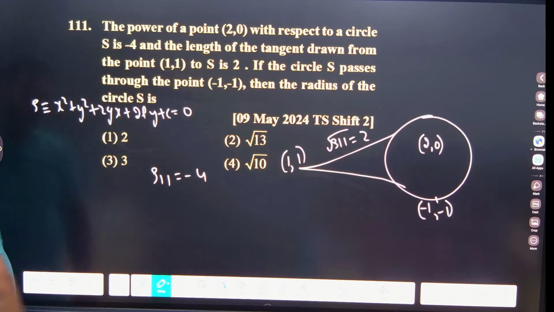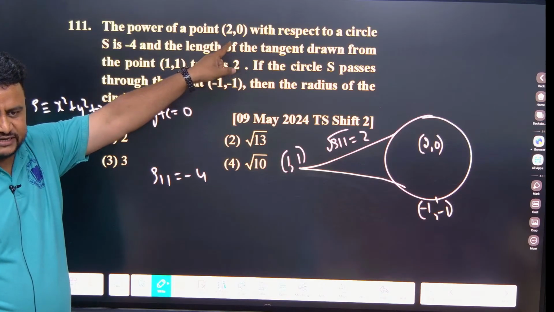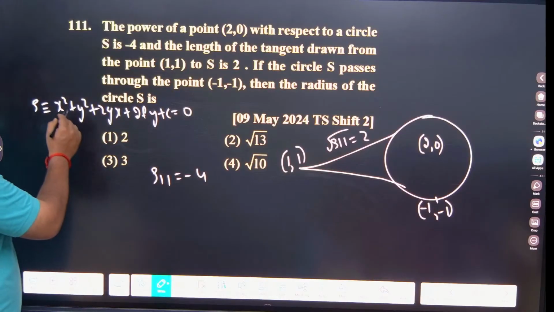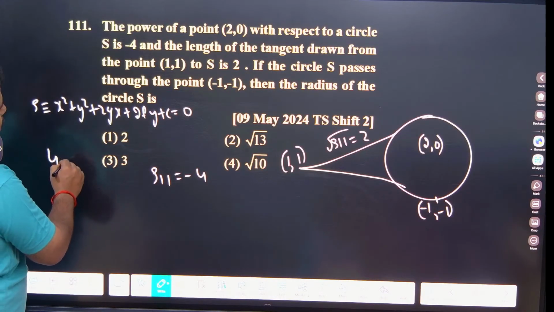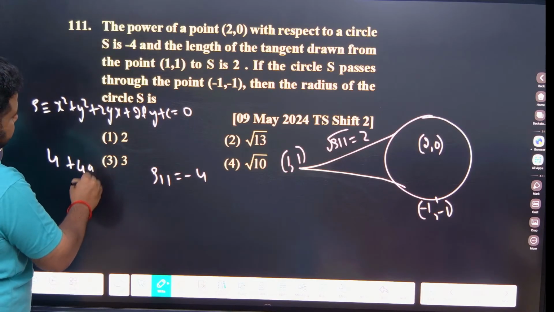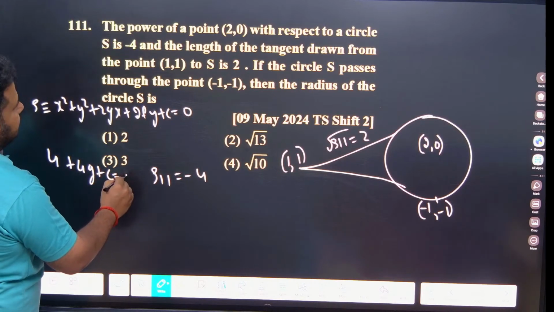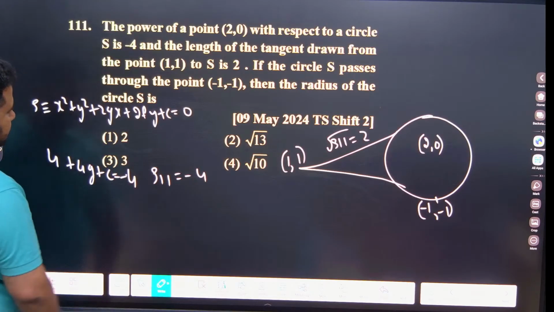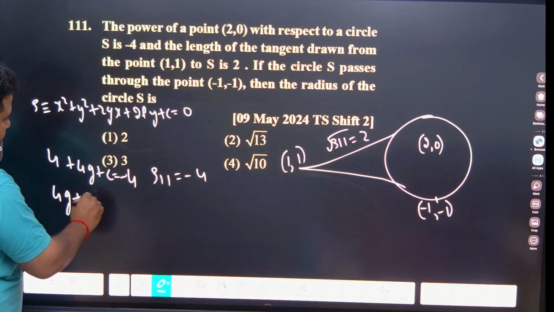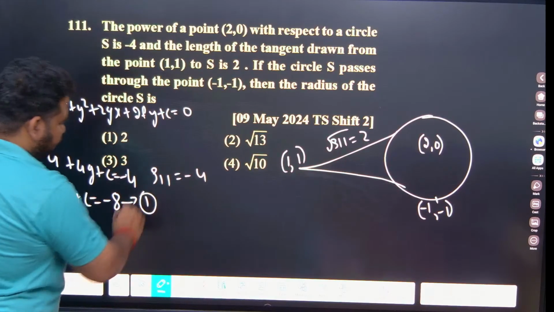Now S11 is equal to minus 4, from the point 2 comma 0. Put x is equal to 2 and y is equal to 0. What will you get? X is equal to 2 means this will be 4, and 2gx means this will be 4g, plus c is equal to 0, and it is minus 4. If I send it that side, this will become 4g plus c is equal to minus 8. This is one equation.